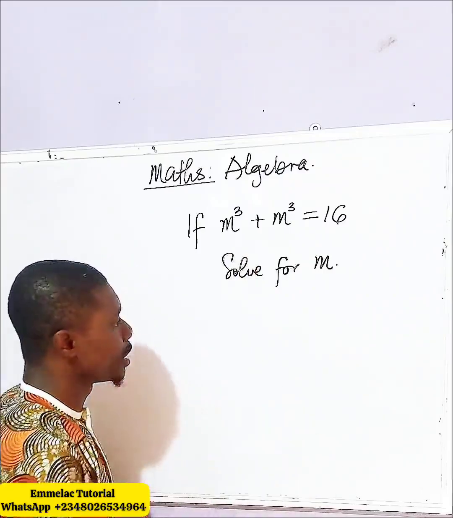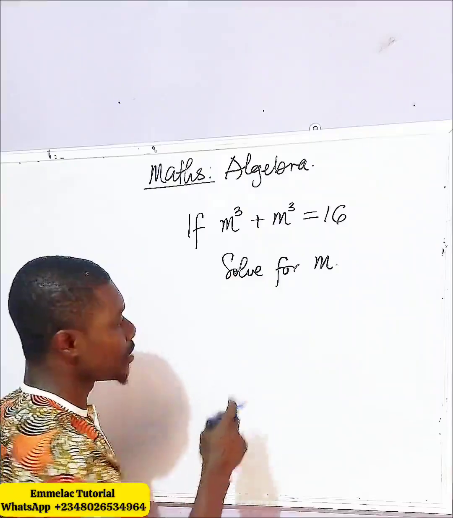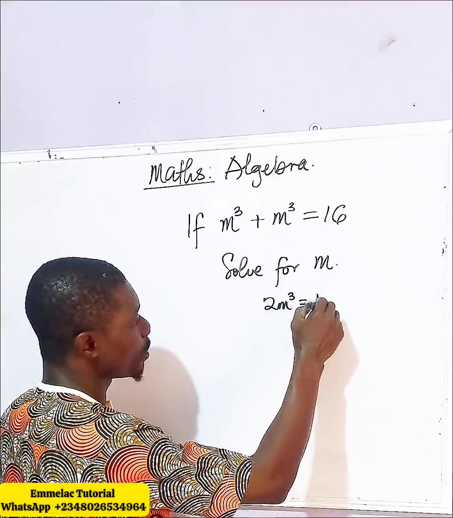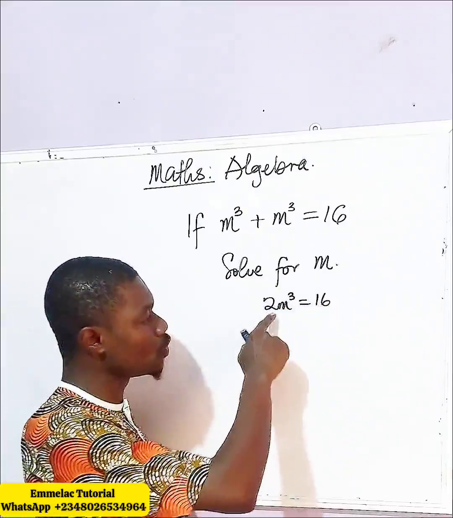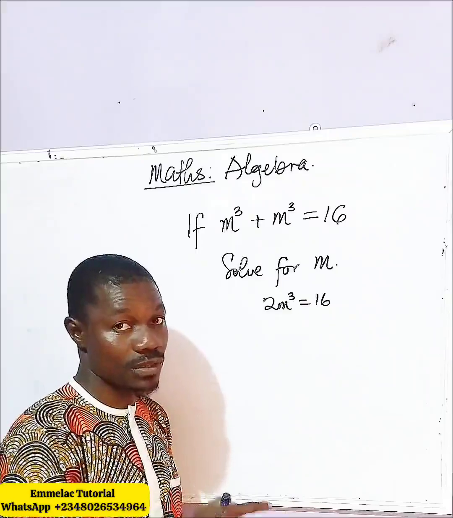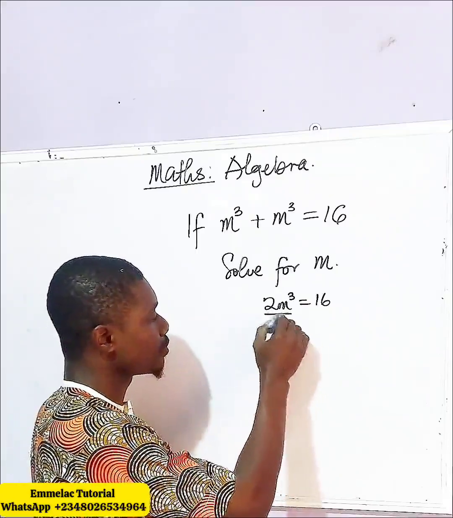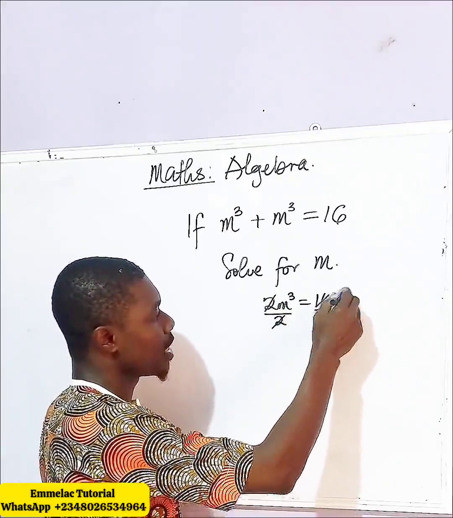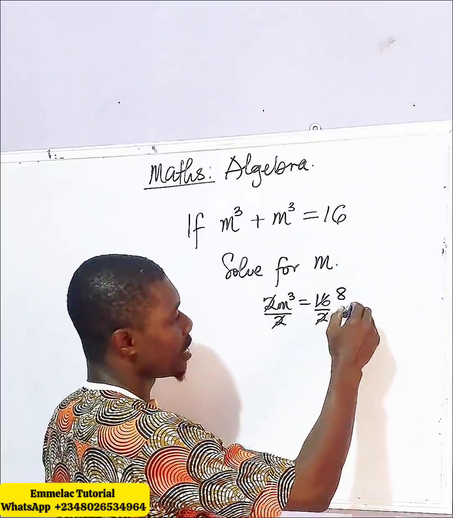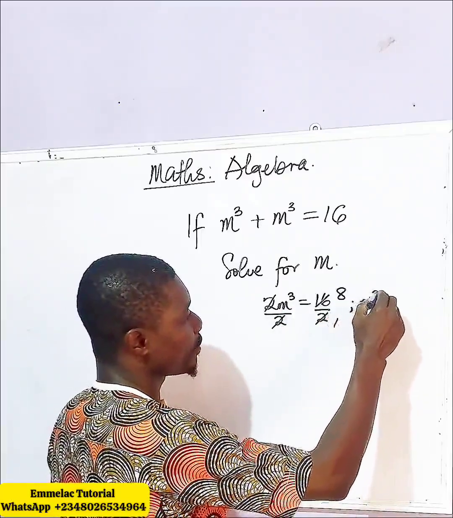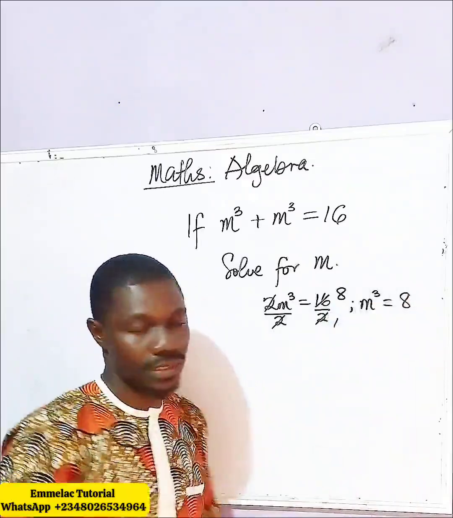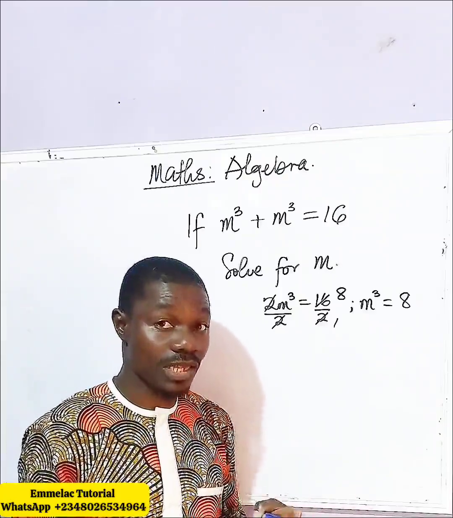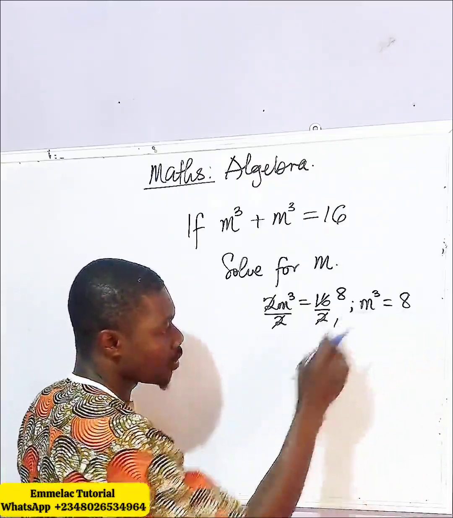So let's go. Here, when we add these two terms, we end up having 2m raised to the power of 3 equals 16. Let us undo the coefficient of m raised to the power of 3 by dividing both sides by 2. So we eliminate the 2 here, and 16 divided by 2 is 8. We are now left with m raised to the power of 3 equals 8.